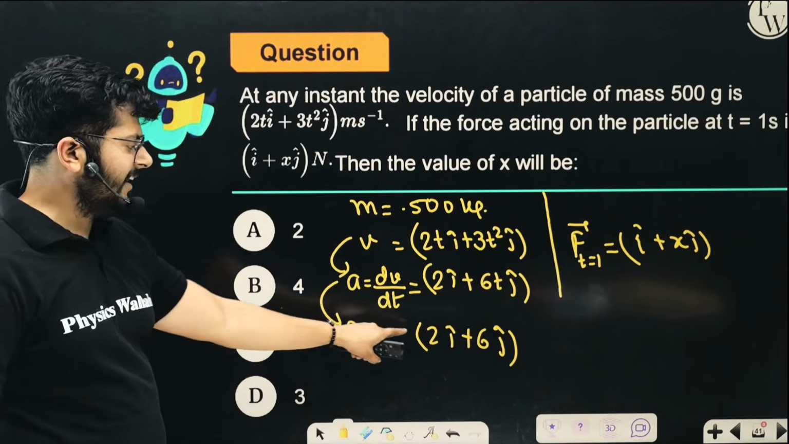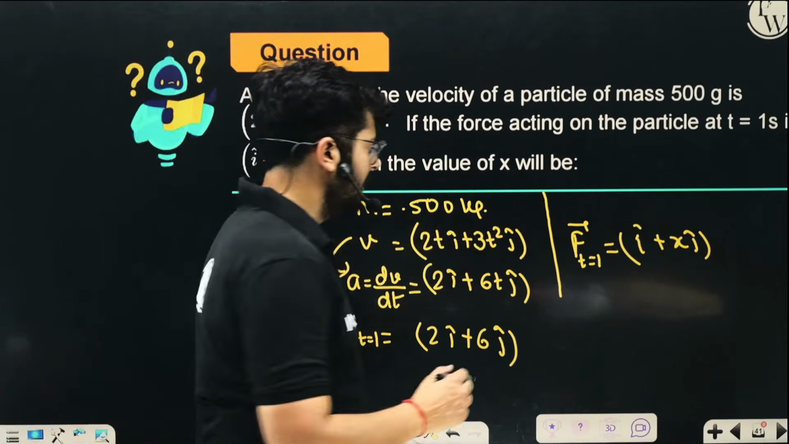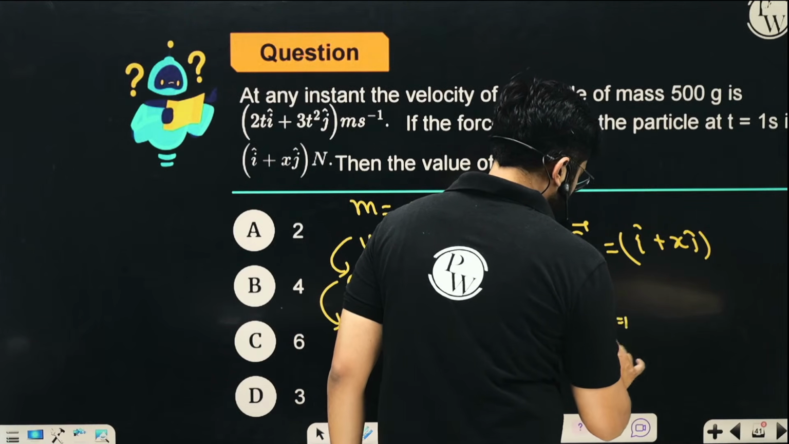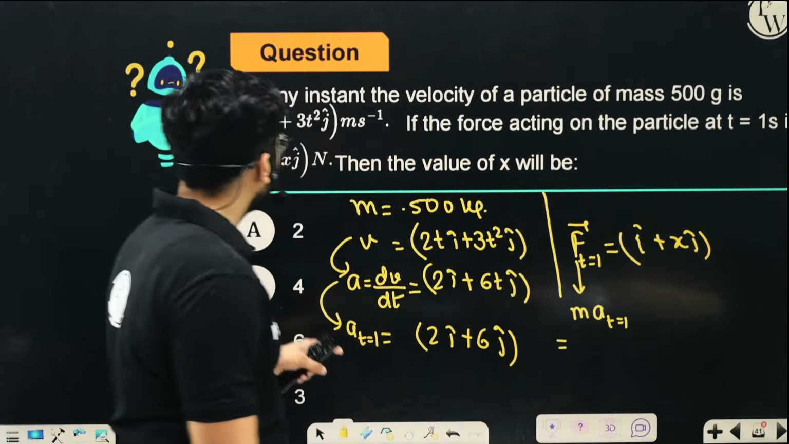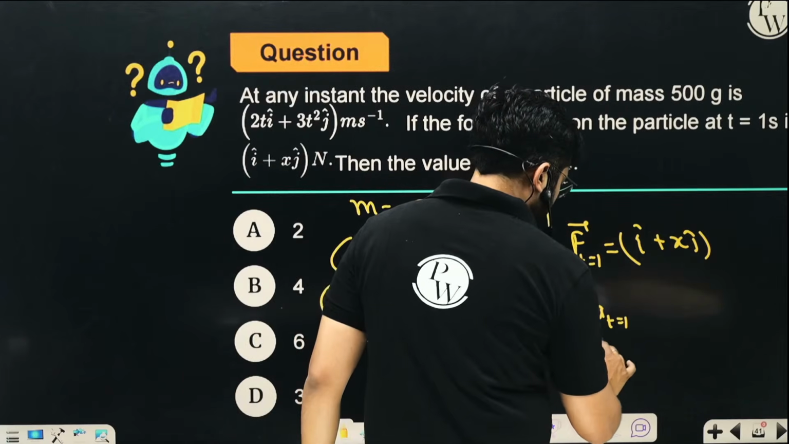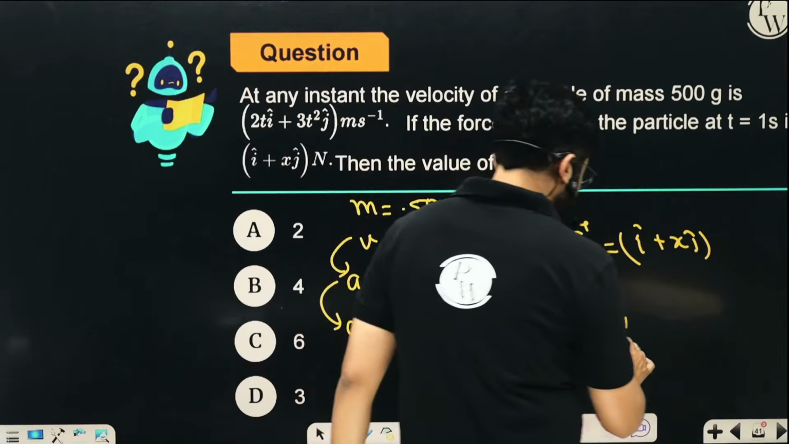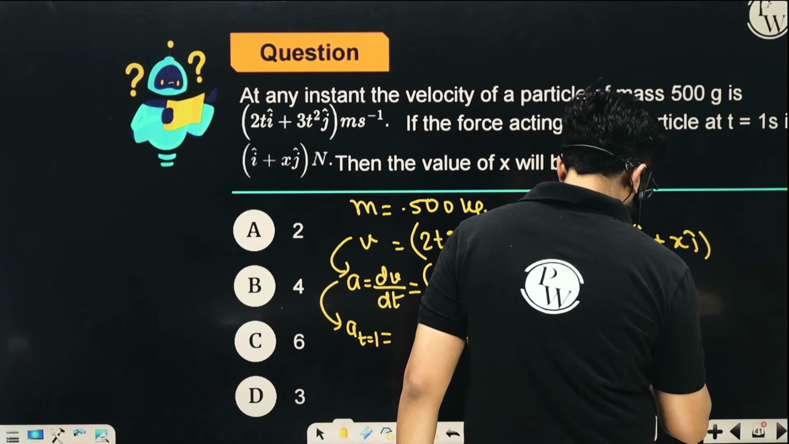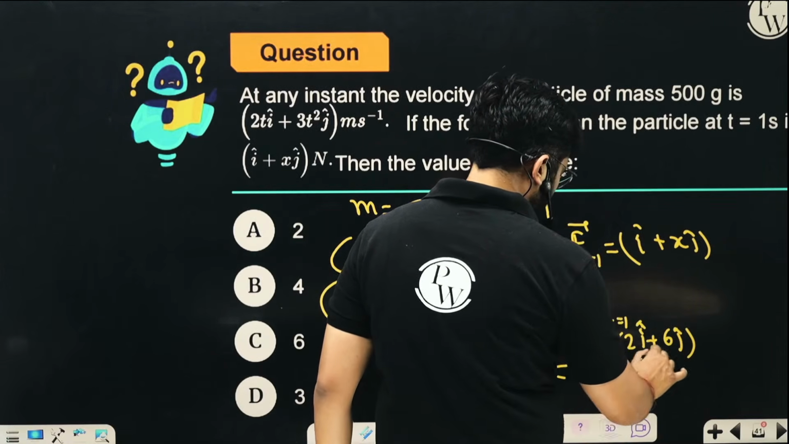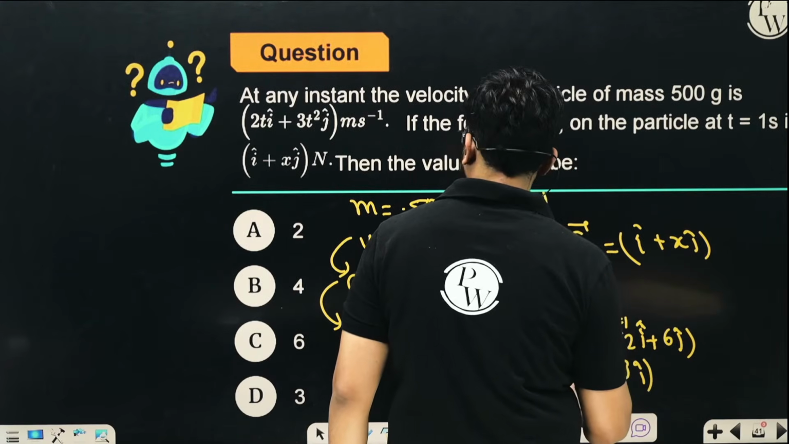Once you know the acceleration at t equals 1, you can multiply that with mass and get the force at t equals 1. So the force at t equals 1 will be mass into acceleration at t equals 1. The mass of the body is 500 grams, which is 0.5 kilograms, and the acceleration at t equals 1 is 2i plus 6j. Once you solve it, the force will come out to be i plus 3j, right?